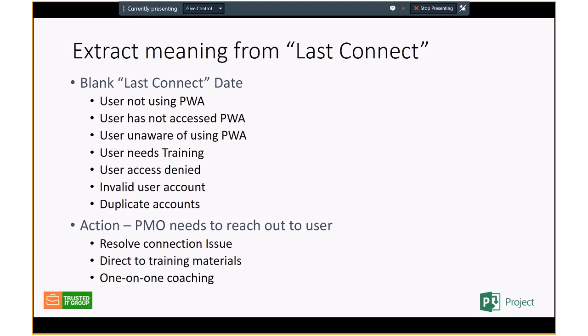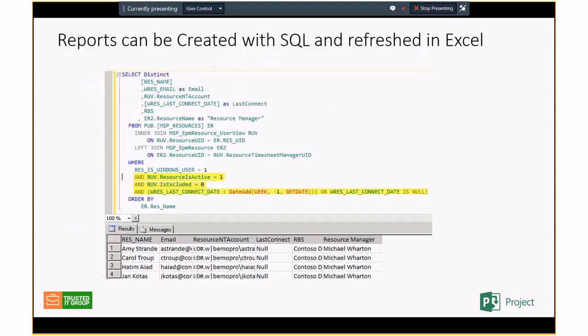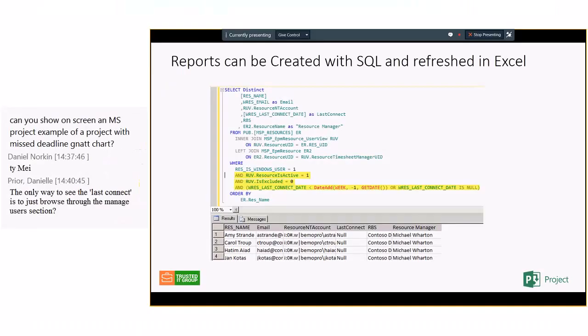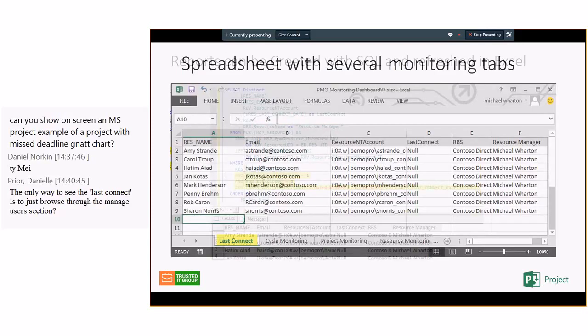So here I'm just showing that any view that you create, you could basically have a SQL statement written to produce that same data, and then you can push it into a spreadsheet. And here I've got an example. I've got a spreadsheet with a few tabs on it. I'm looking for last connects being null, trying to see why that is and who those people are.